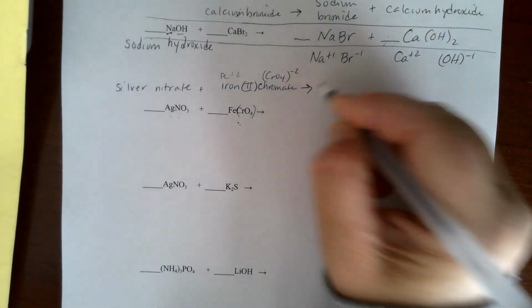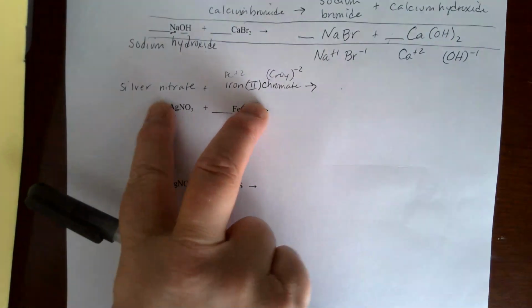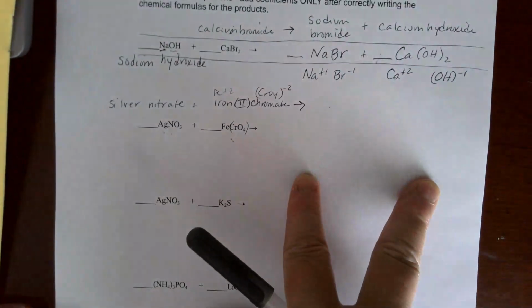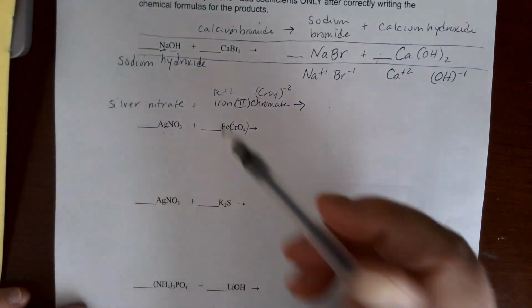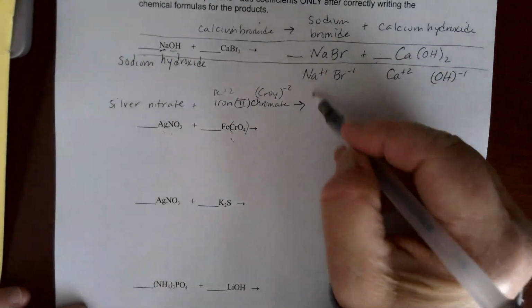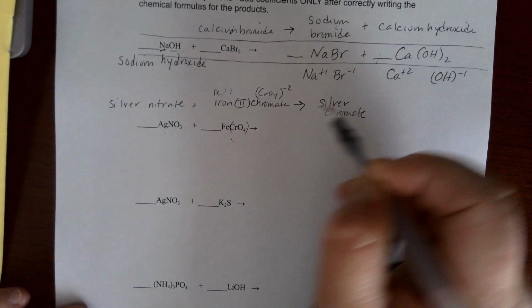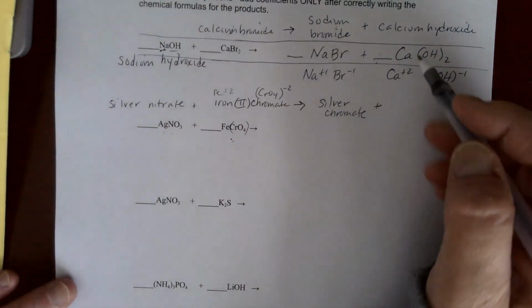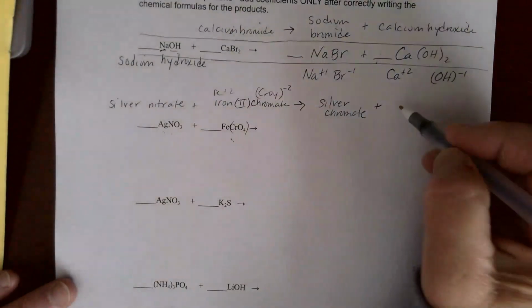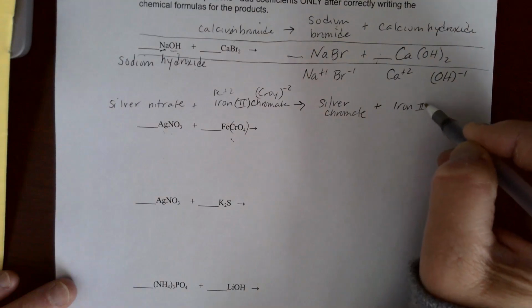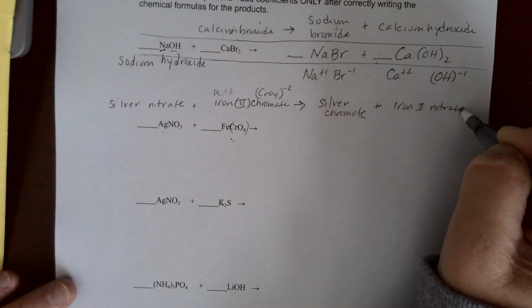All right, that seems like a lot of work, but that hard work pays off now when we go to predict the products. Okay, so we're going to put silver and chromate together. So silver chromate. And we're going to put iron 2 and nitrate together. Iron, Roman numeral 2, nitrate. Okay.